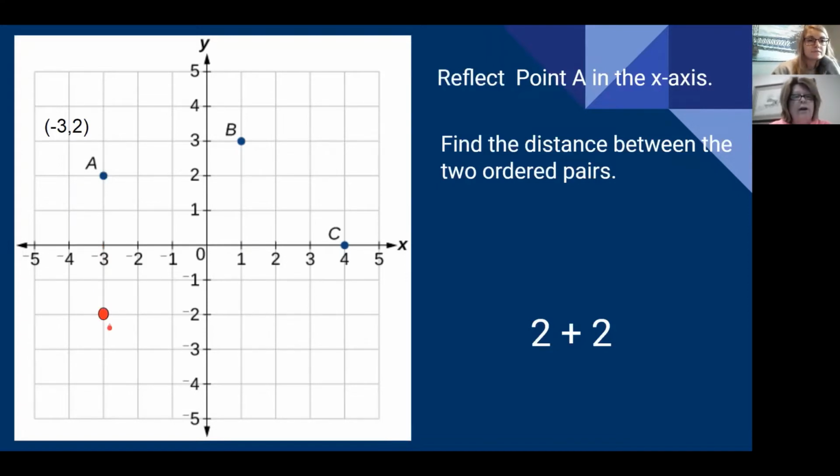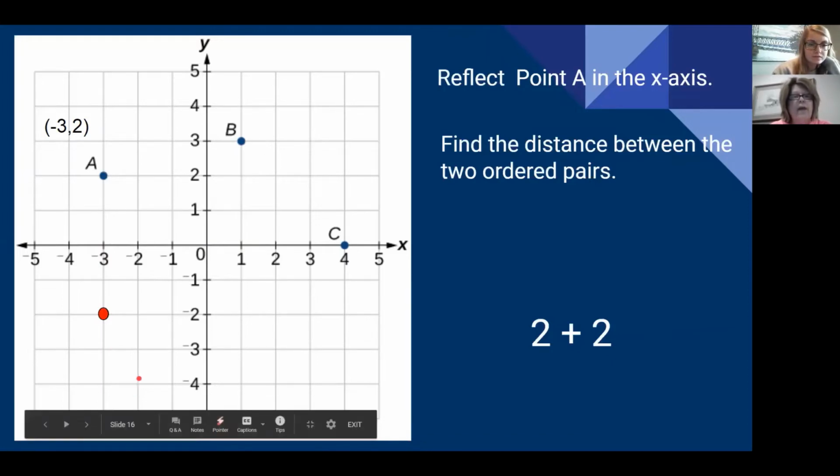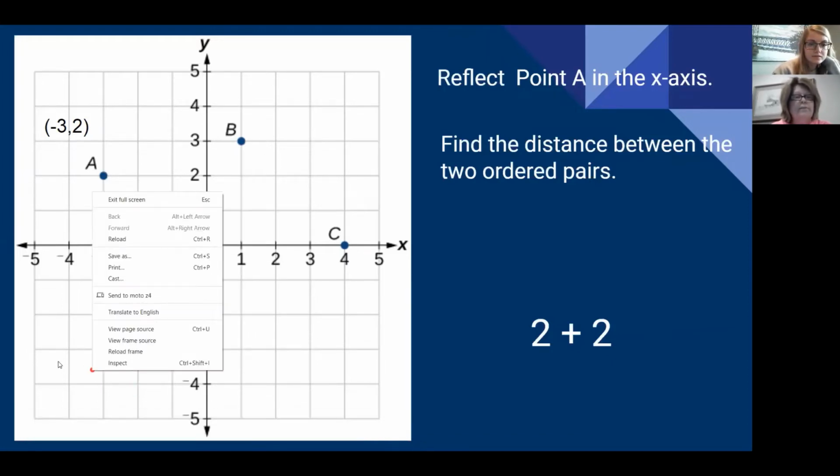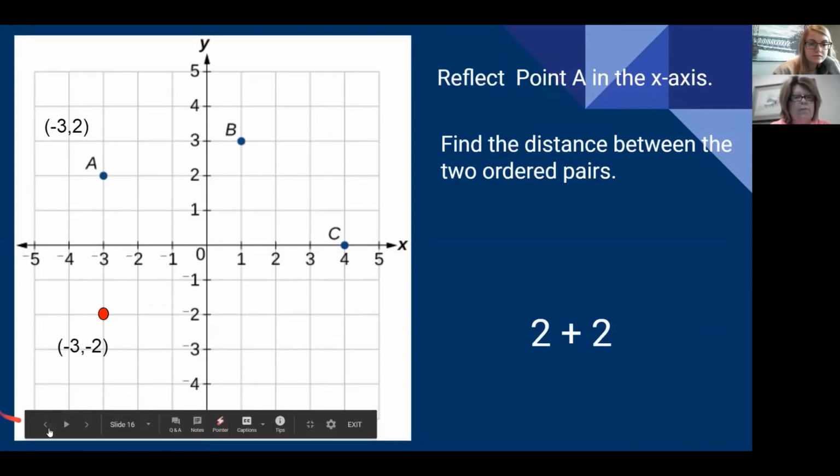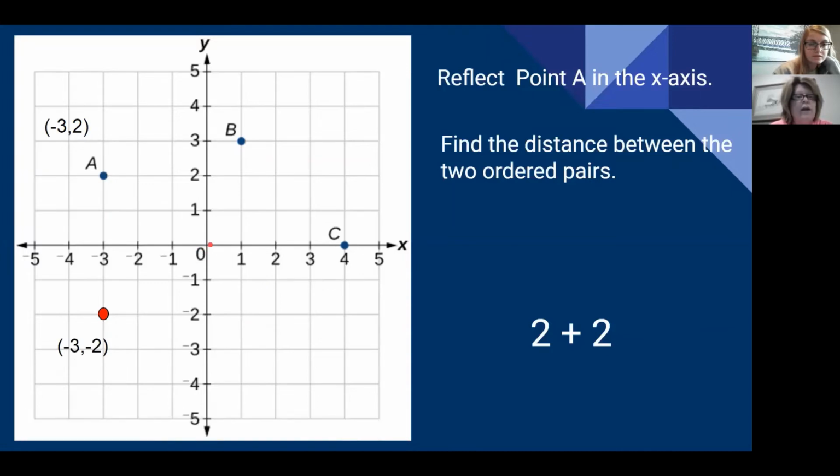And so my point lands there, and my new ordered pair is -3, -2. I'll show you what I have here. A -3 on the x-axis and a -2 on the y-axis. Now, the next thing says that I need to find the distance between the two ordered pairs. Well, it's easy when you have graph paper because you can just count 1, 2, 3, 4.